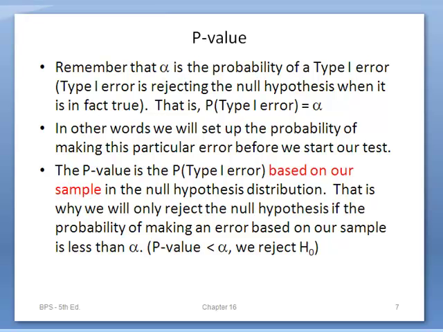That's why we will only reject the null hypothesis if the probability of making this error based on our sample is less than alpha. In other words, our sample is telling us that the probability of making a type 1 error is less than alpha. And remember, we set up that alpha at the beginning of our test. We said we don't want to make a mistake more than this percentage of the time, and our sample's telling us that we'll make a mistake less than that percentage, and we're willing to reject the null hypothesis when that happens.